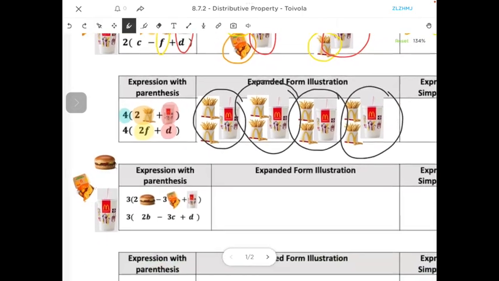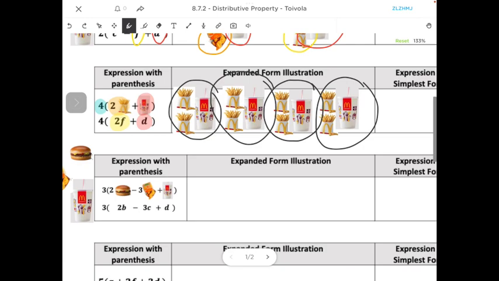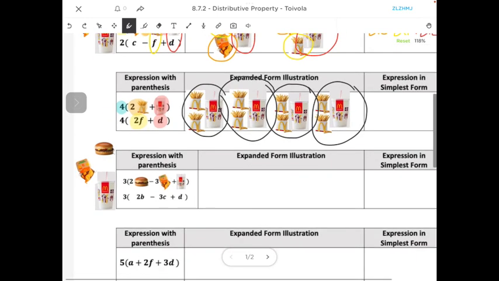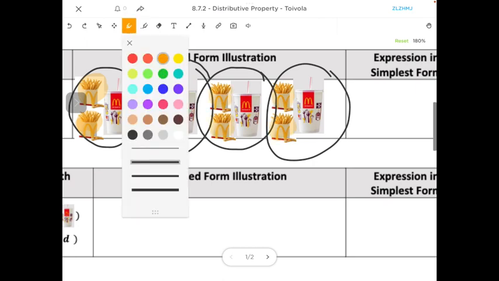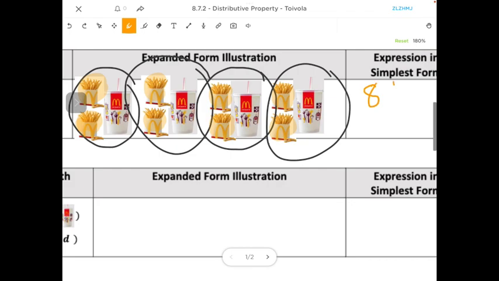Okay, so this is 4 repeats of that order. So for our expression in simplest form, now we just need to count all the separate things. So let's find the fries. There are 1, 2, 3, 4, 5, 6, 7, 8. There are 8 fries, so we'll write 8F.